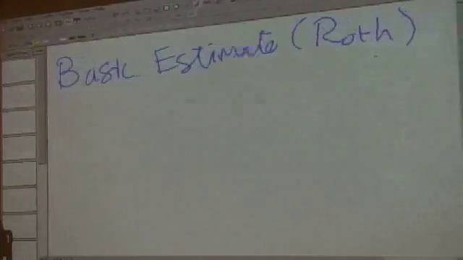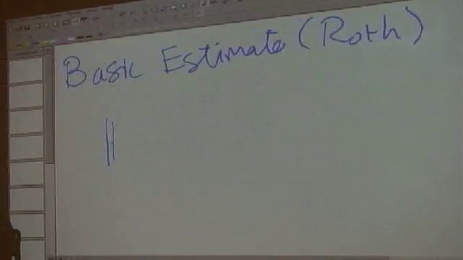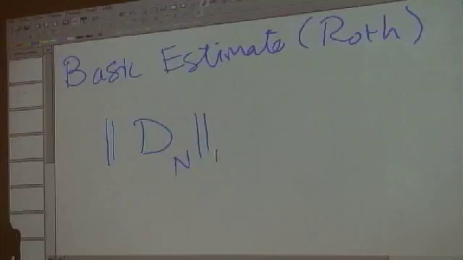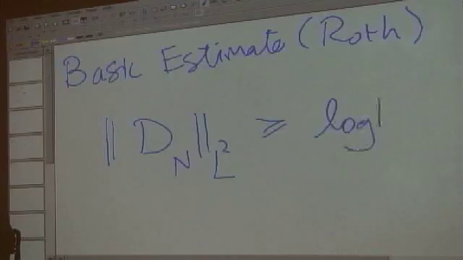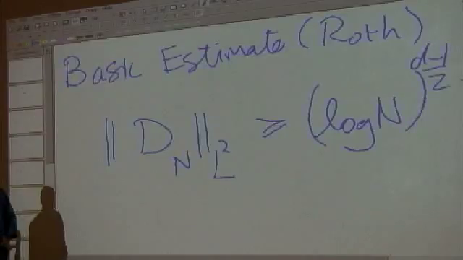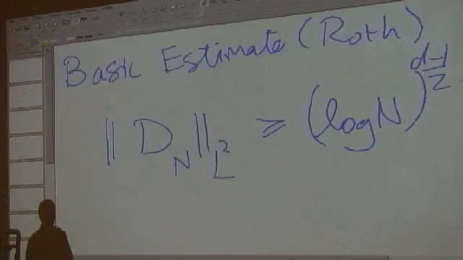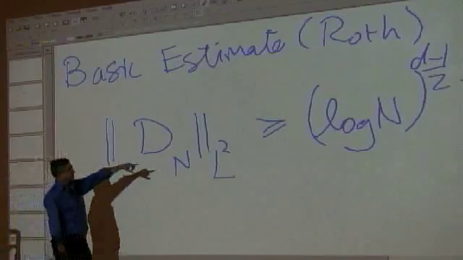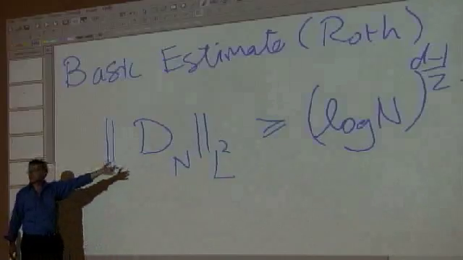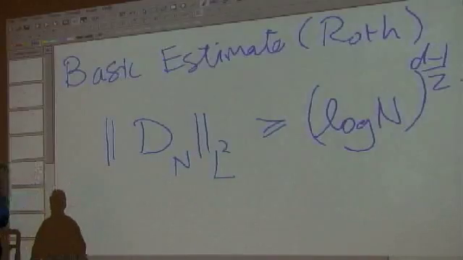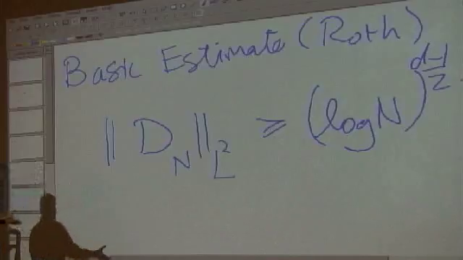The basic estimate here is that the L2 norm of D_N is bigger than log n to the d minus 1 over 2. d minus 1 over 2, that's the exponent in the average case estimate that I've been talking about. So the Roth theorem, as we'll see in the proof, is a rather precise analog of this simple average case estimate in the context of the small volume inequality.